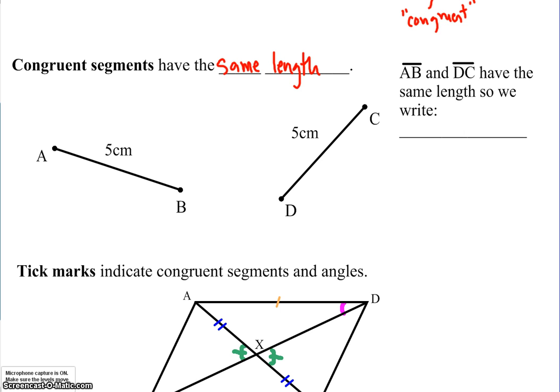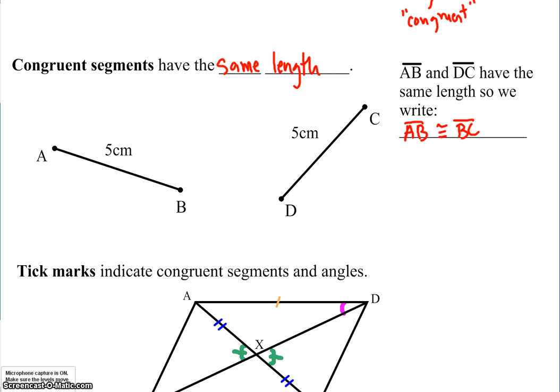So since these two have the same length, we can write that segment AB is congruent to segment BC. It doesn't really make sense to say that two lines are congruent to each other, right? That doesn't make any sense because lines go on forever, so how can they be the exact same size? But segments, that makes sense.